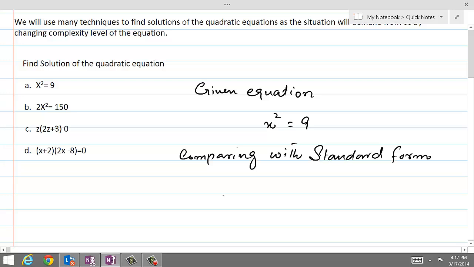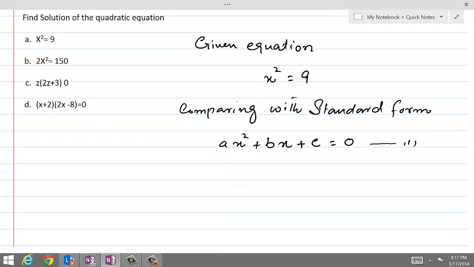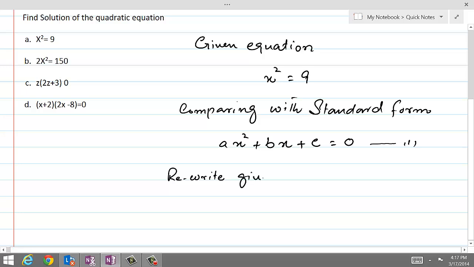What is the standard form of the quadratic equation? That's ax square plus bx plus c equal to 0. This is the standard form. Let's call it 1. Now let's rewrite the given equation to find out values for a, b and c.